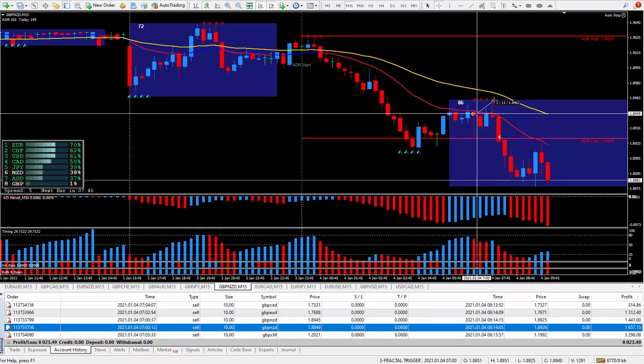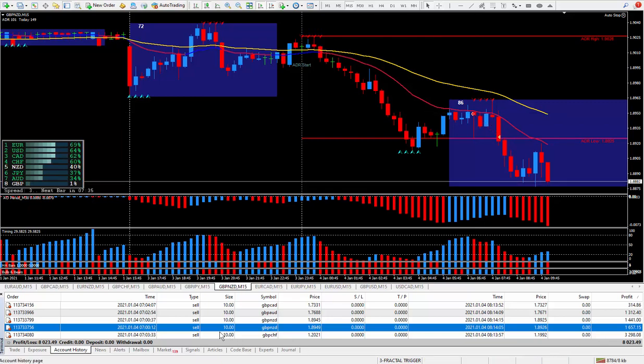Got in at this cursor. It went about 13 pips against me. And I closed it out as I was happy. And also it was hitting the ADR. Looks like I closed it out with 23 pips. And 23 pips on the pound New Zealand paid $1,657.